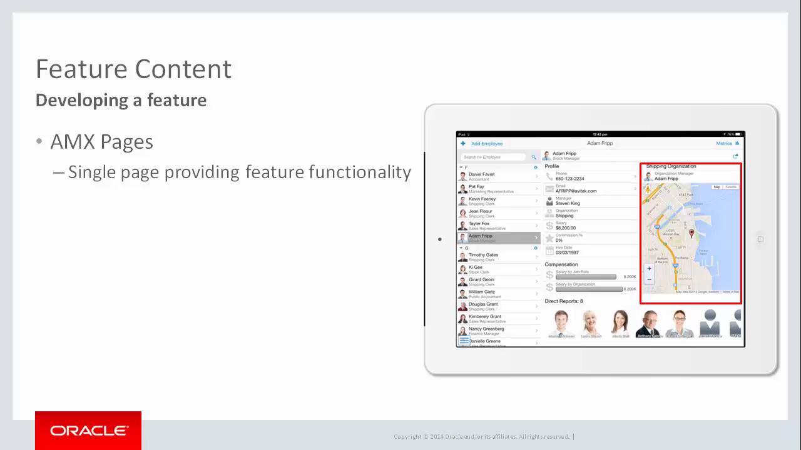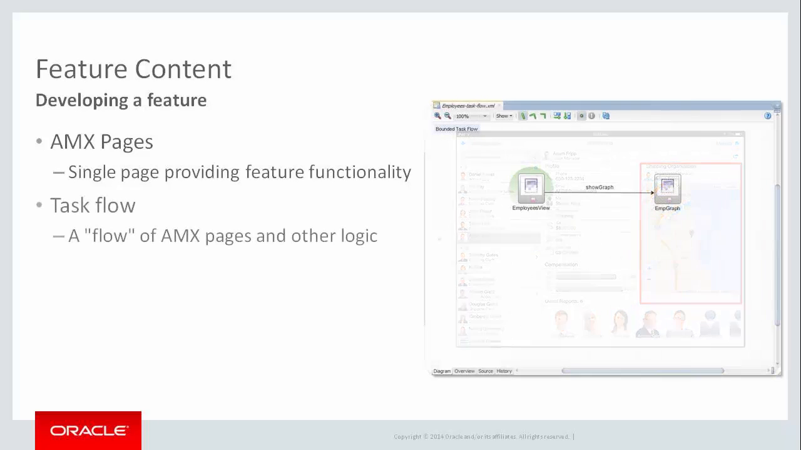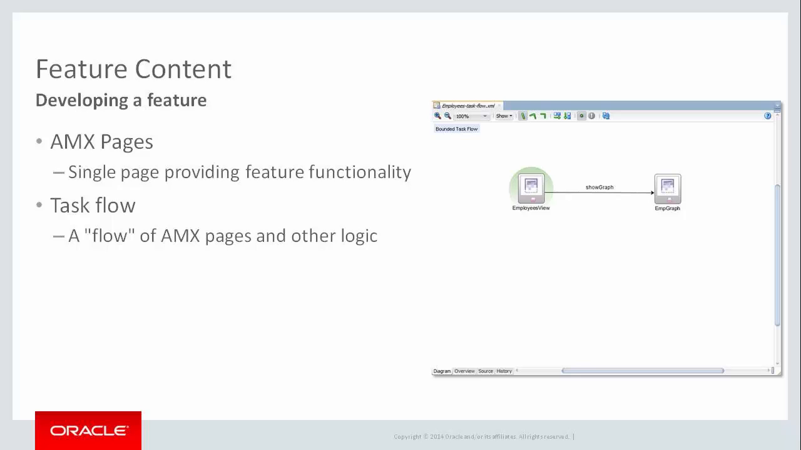The second core building block of a MAF feature is called a task flow. In its simplest form, a task flow is simply a flow between two or more AMX pages. So if a feature requires you to have a page with an employee information, but also allows navigation to a second page to view a graph of their salary over time, then those two AMX pages would be designed into a task flow, and your feature content would be a task flow of two pages rather than a single AMX page. So a task flow can be a flow of 2 pages, or 3 pages, however many you need.